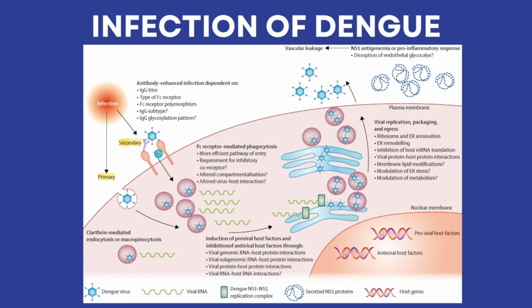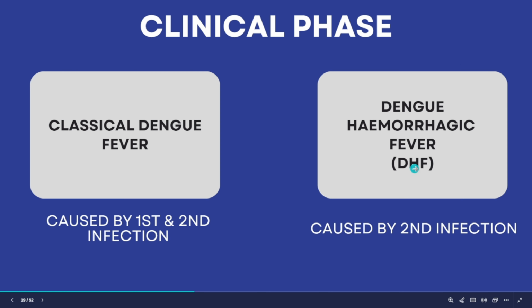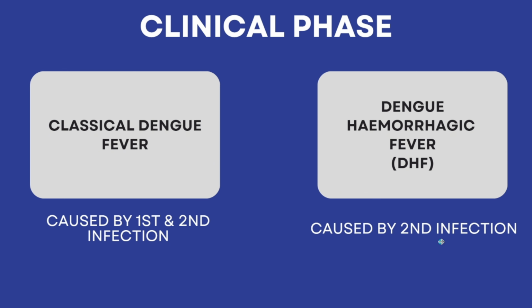So that person will have a worse infection than the first time, which is what we call dengue hemorrhagic fever, DHF. If it is caused by the first infection, it's just classical dengue fever only. But if it is a second infection, you will get dengue hemorrhagic fever. So when you want to write about the development of dengue hemorrhagic fever, this is the key term: caused by a second infection by a different dengue virus.